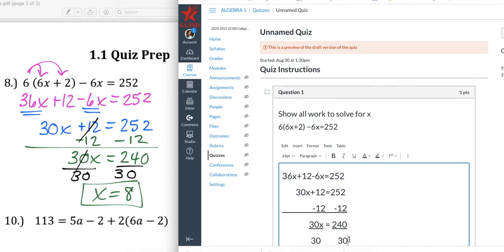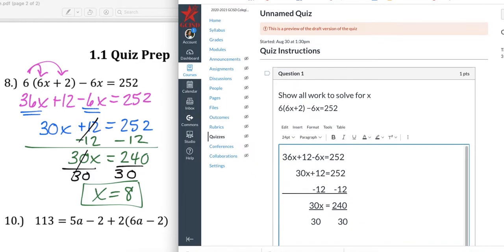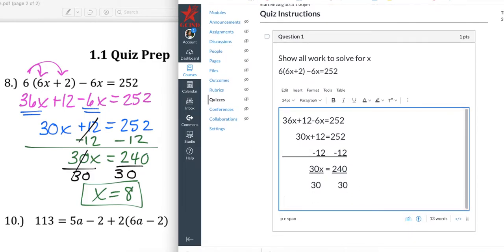Once I do that, I know my 30s cancel. I can press enter again. And now finally, I'm going to go all the way over. The 30s cancel. And my answer is x equals 8. Okay? This is what your quiz should look like. It should look exactly like if you were solving it on paper.